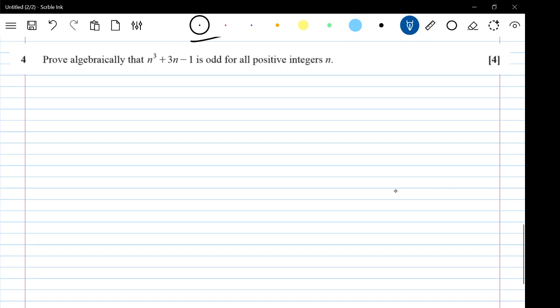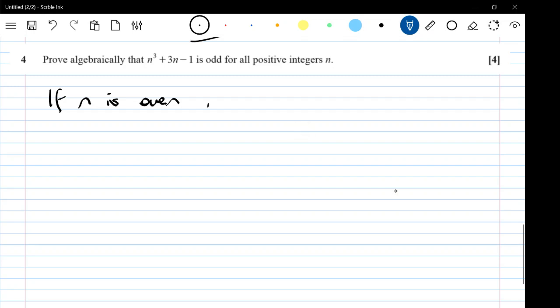Right, when we're talking about something being odd or even, then we need to consider the cases where the number that we put in is odd or even. And that's the first thing that we need to think about. So we need to deal with that first. So if n is even, then we can write it as being 2 times something.